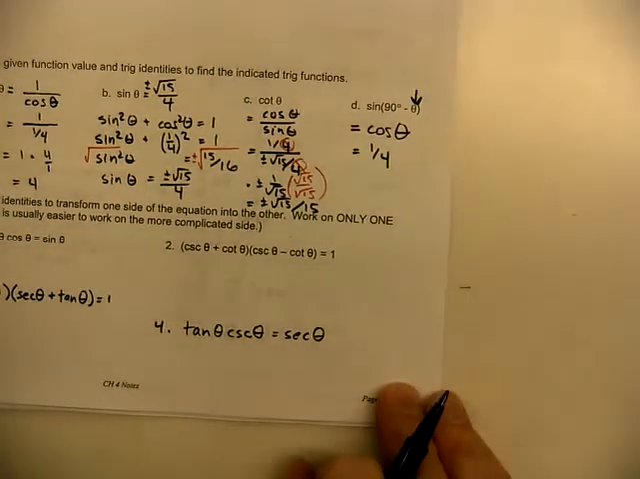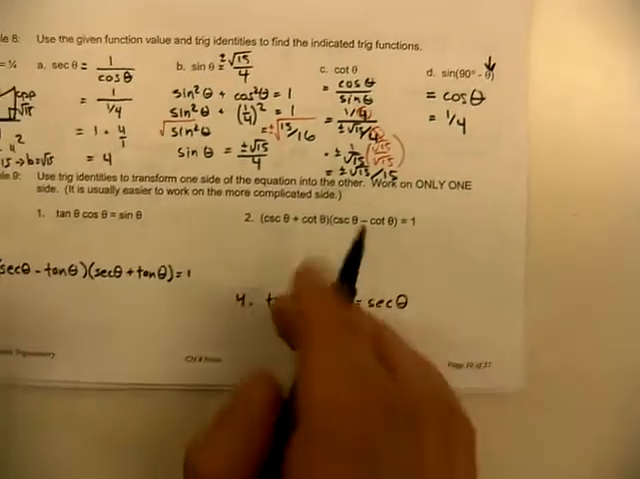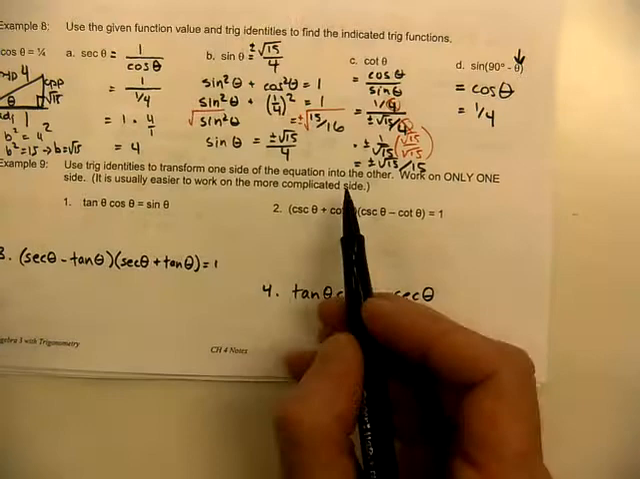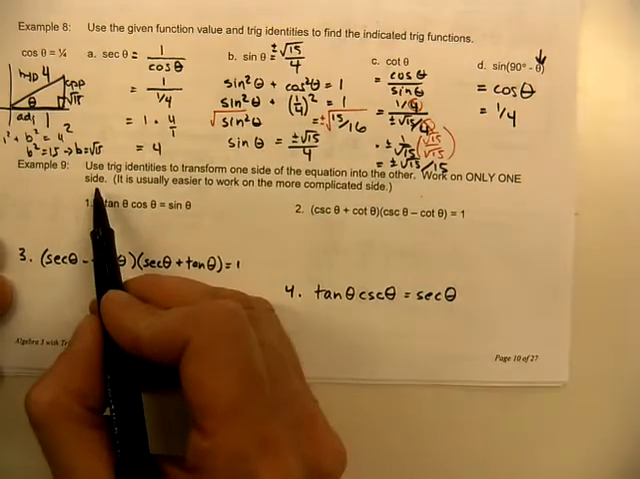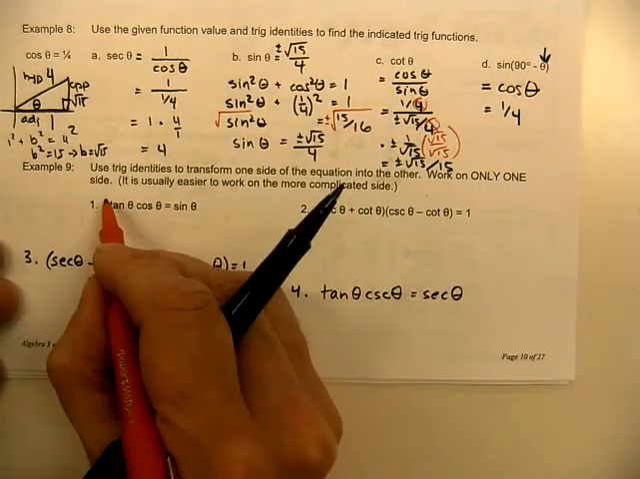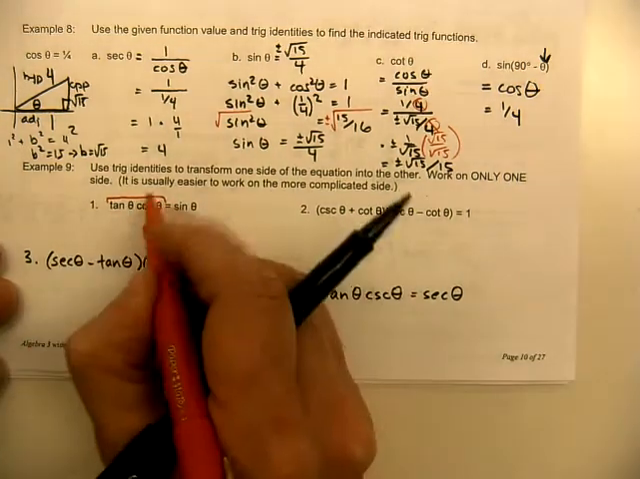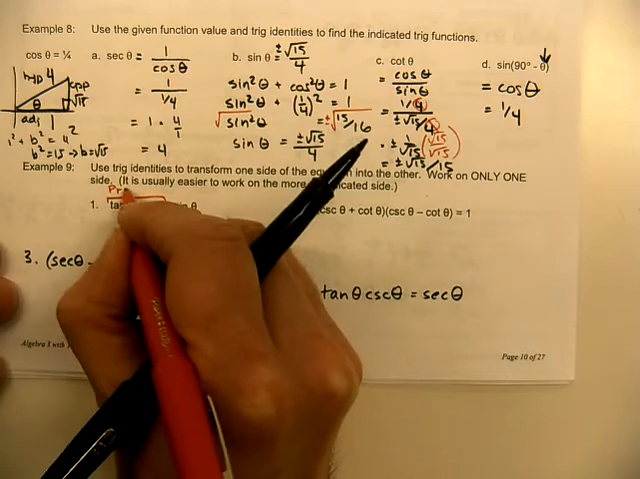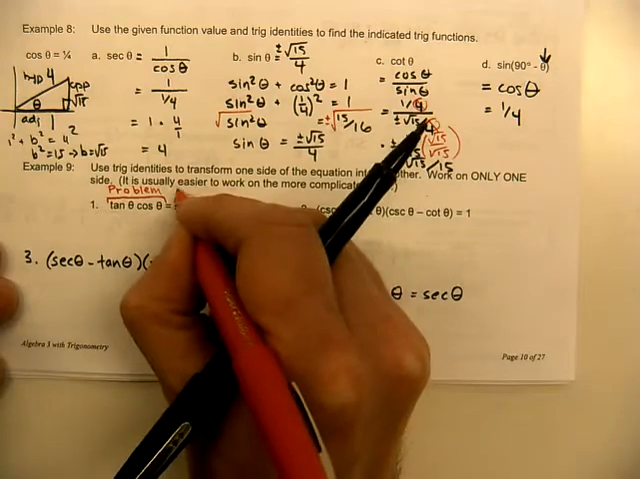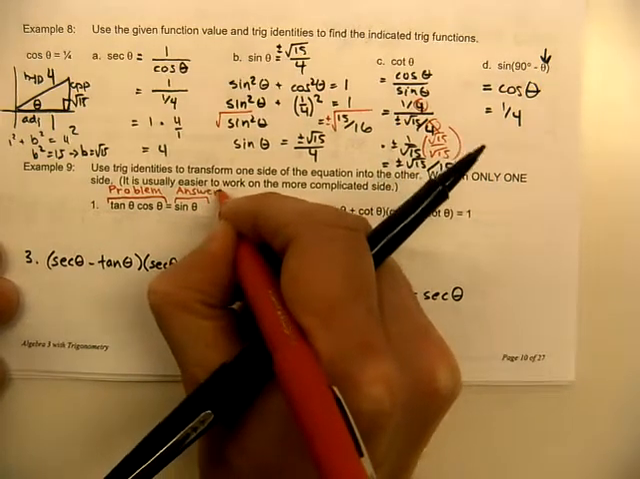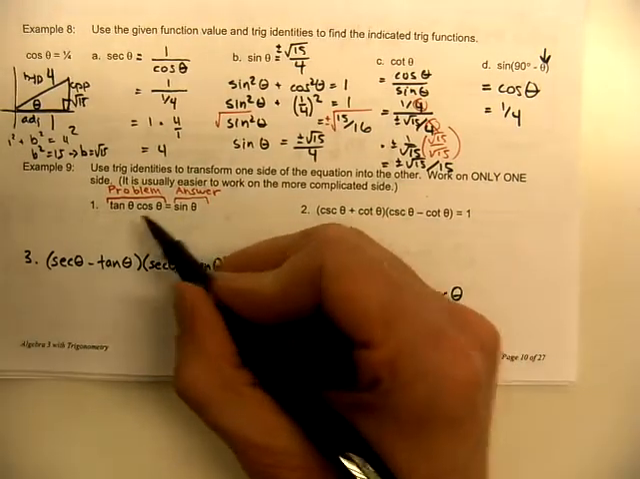Let's look at some more uses of trig identities here in example number 9. It says, use trig identities to transform one side of the equation into the other, and be careful that you only work on the one side, don't work on both sides. So what we're saying is this side on the left, usually it's on the left, this is the problem that you have to solve. It's the puzzle that you have to work your way through. And on the right-hand side, this is your answer. This is your solution. So you don't want to mess with the answer, because then it won't be the answer anymore. So don't be doing things to both sides of the equation.